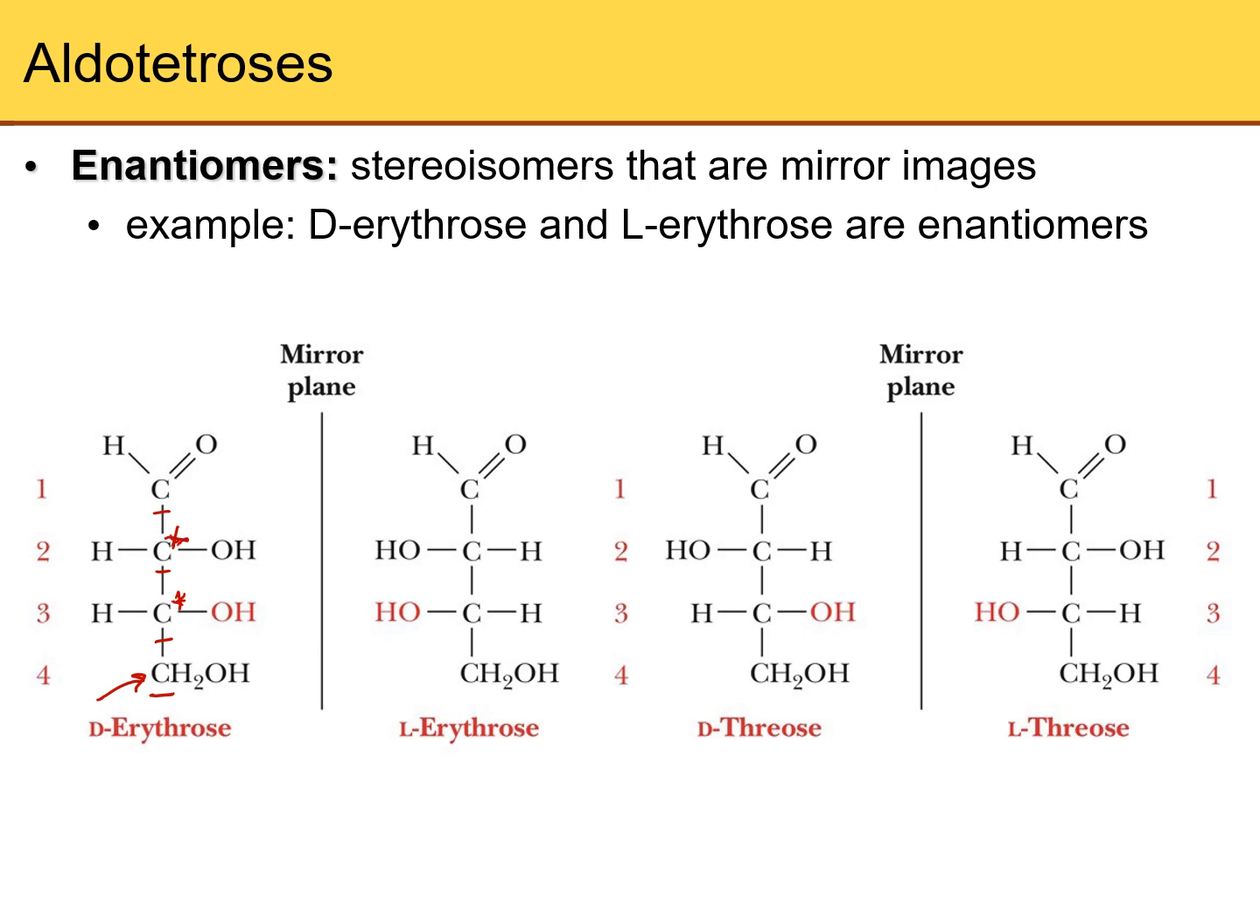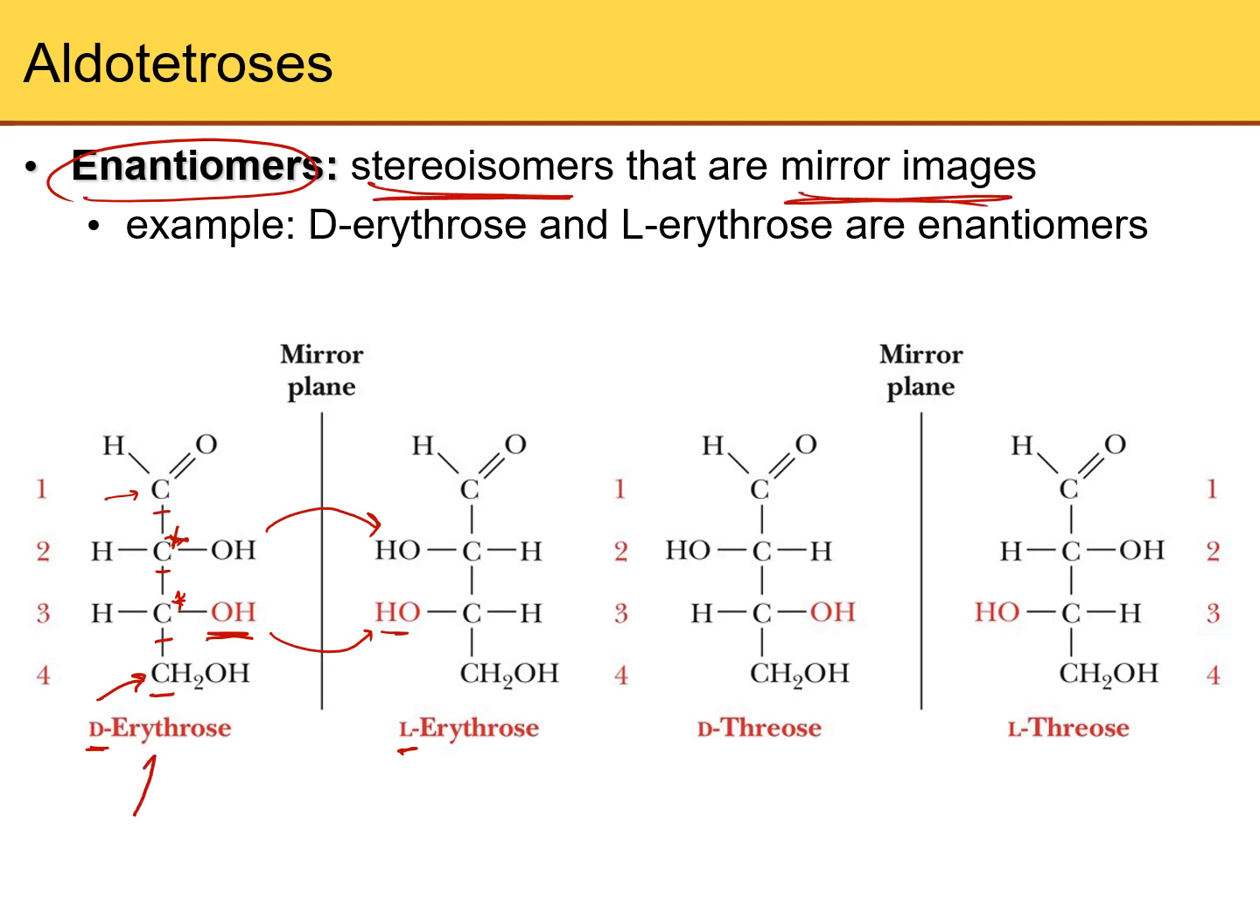Is the top one chiral? No, this is not chiral either. It has only 3 groups. So you can put a mirror plane, and you have a mirror image here and a mirror image here. This one has OH on the right hand side, we call it D. OH on the left hand side, we call it L. Now these are called enantiomers. As we talked about, enantiomers are stereoisomers that are mirror images.